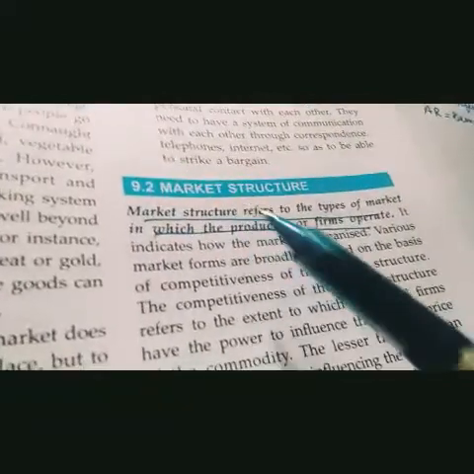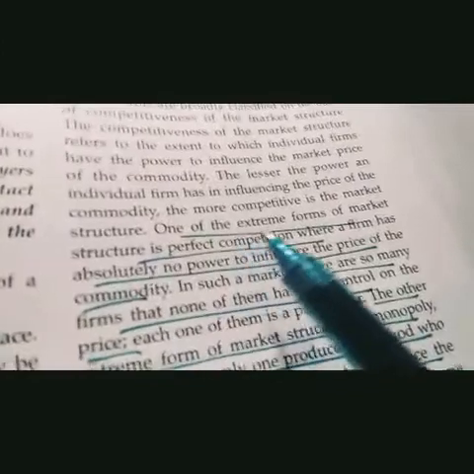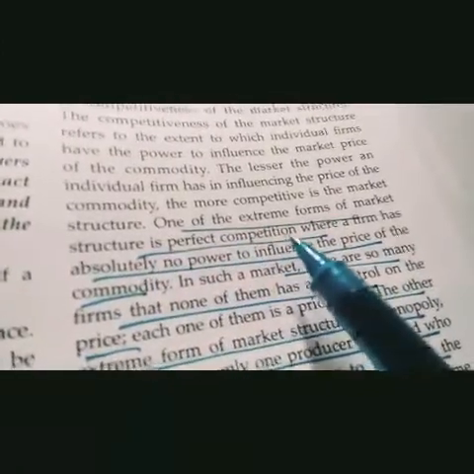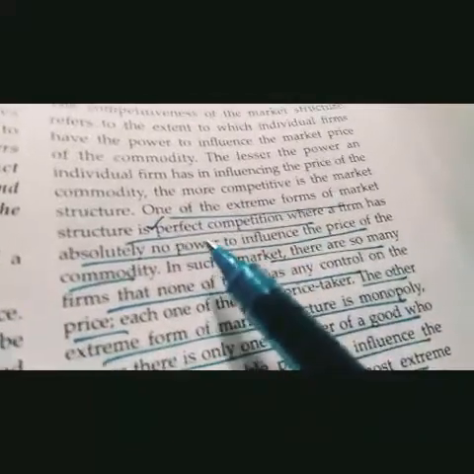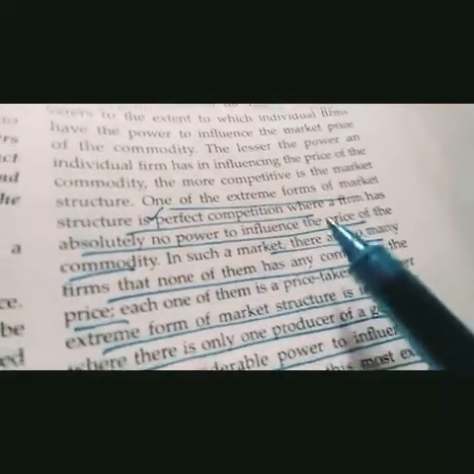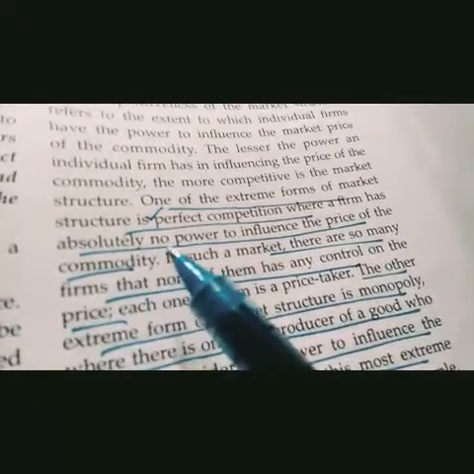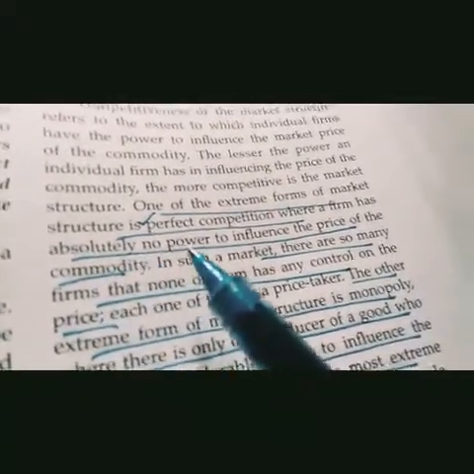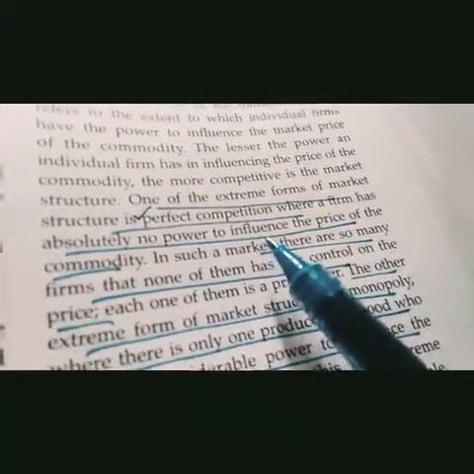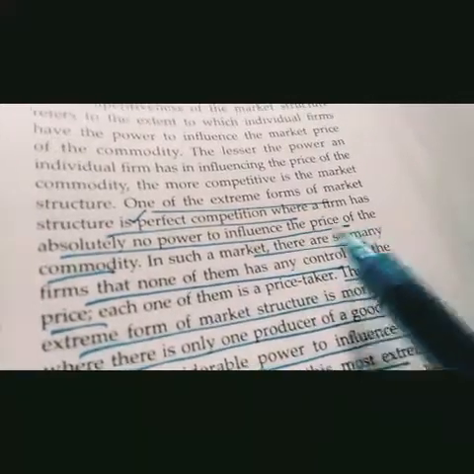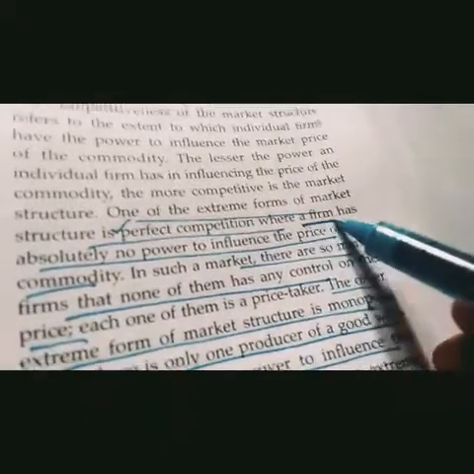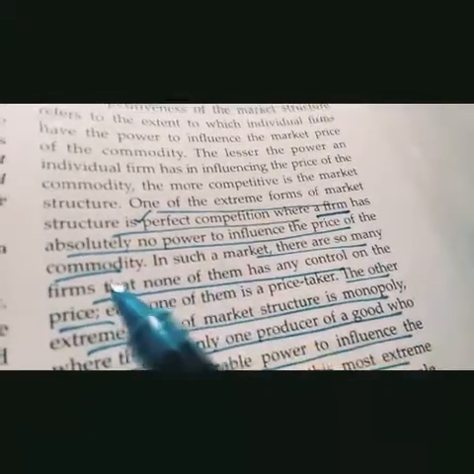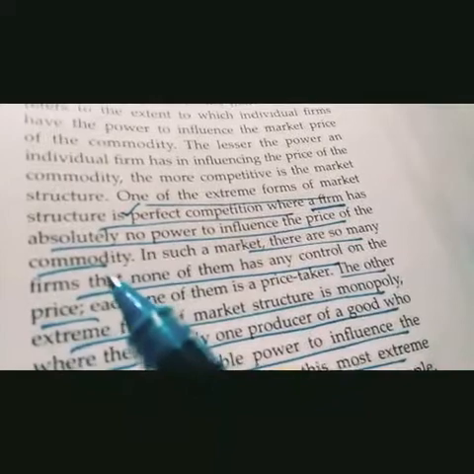अब मार्केट स्ट्रक्चर भी पता चल गया कि डिफरेंट टाइप ऑफ मार्केट स्ट्रक्चर होता है. सो क्या क्या मार्केट स्ट्रक्चर होता है? एक्सट्रीम में होता है परफेक्ट कॉम्पिटिशन. व्हाट इज दैट? Which we just described. परफेक्ट कंपटीशन होता है एक्सट्रीम में. ठीक है, परफेक्ट कंपटीशन में क्या होता है? एब्सोल्युटली नो पावर टू इन्फ्लुएंस द प्राइस ऑफ द कमोडिटी. मतलब एक फर्म के हाथ में कोई पावर नहीं होता कि वो कमोडिटी प्राइस को इन्फ्लुएंस करे.